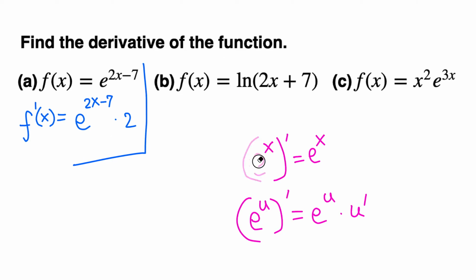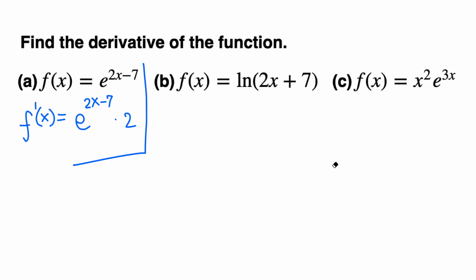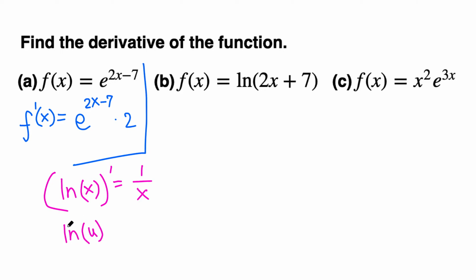Part B, we got natural log of some function. We know that natural log of x alone, when we find its derivative, is simply 1 over x. But if we have natural log of some function of x, then its derivative is 1 over this inside function times the derivative of the inside function, from the chain rule.